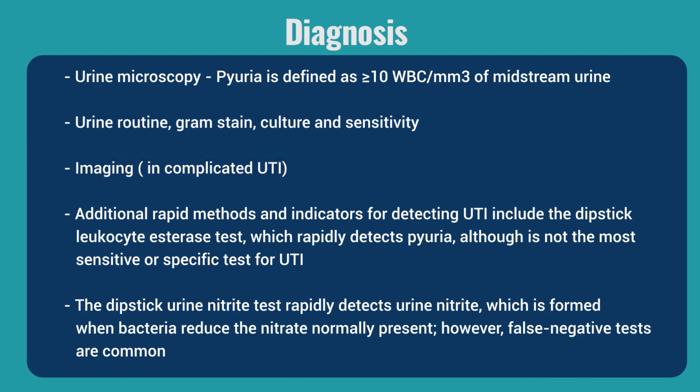There are some additional tests like urine dipstick leukocyte esterase test and urine nitrite test, which may not be very sensitive and specific. That's because in a urine nitrite test, if you don't have a bacteria which is converting the nitrate to nitrite, your test may be falsely negative.